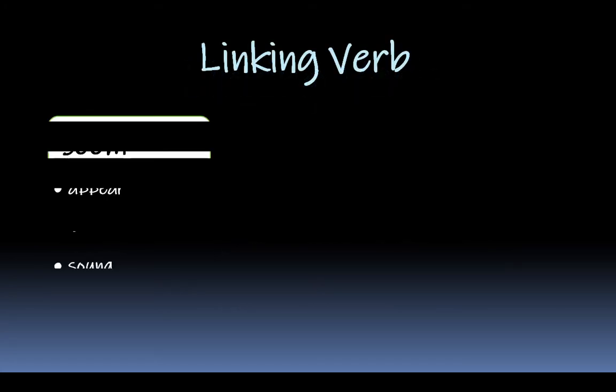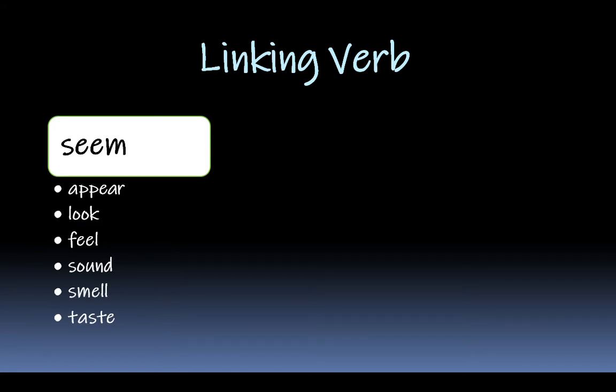And now we'll have more examples of the next category, the third group, that's the seem group. These are the verbs through which the subject gives the feeling or appearance of being in a particular state.